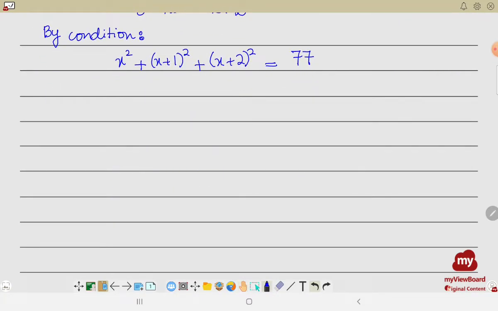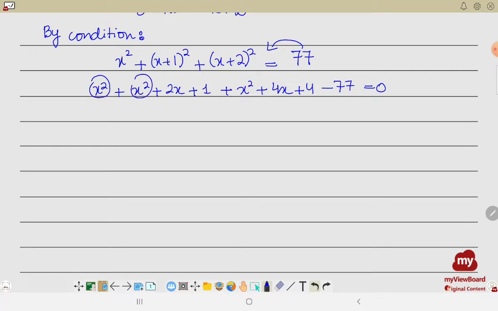We are going to open up the squares. x square, then using the first algebraic identity, x square plus 2x plus 1, and then x square plus 4x plus 4. We'll take 77 to the other side. Now we are supposed to add up the like terms.